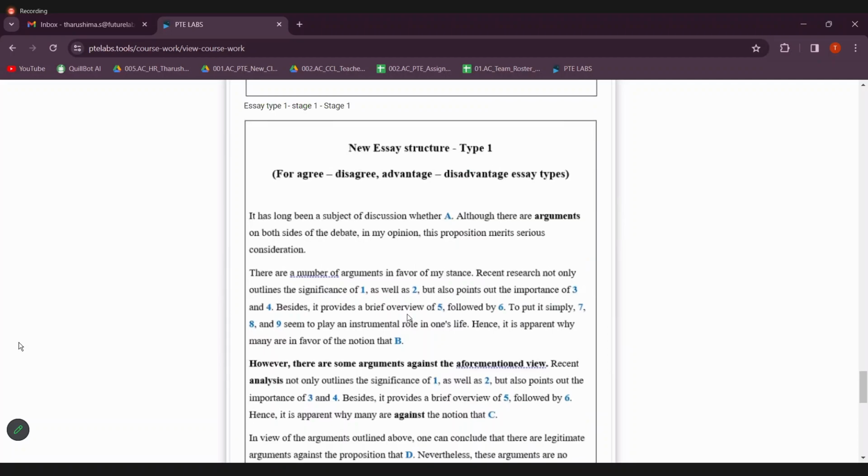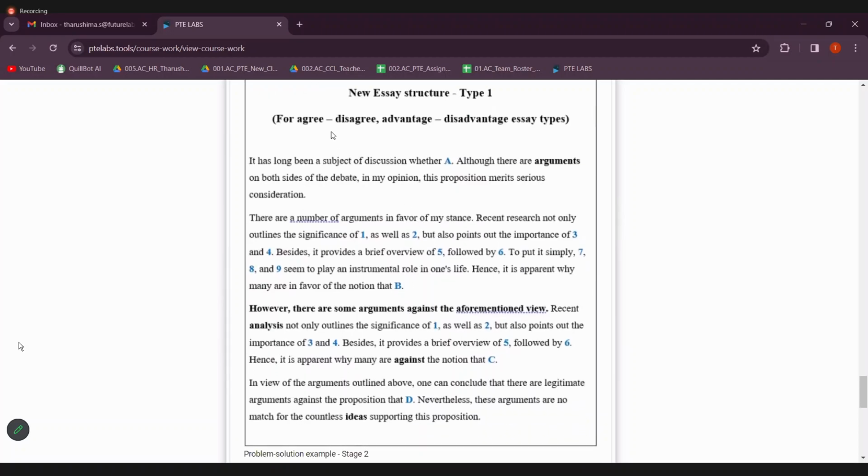I hope you can see this. Essay type 1 is for agree, disagree, advantages, disadvantages essay types. Here it has some capital letters. You could see A, B, C, and D, and then again the numbers as well, right? And some words are also bold. But don't think about this. What you have to do is learn this by heart and type this within 8 minutes in a notepad, not a word document, in a notepad.